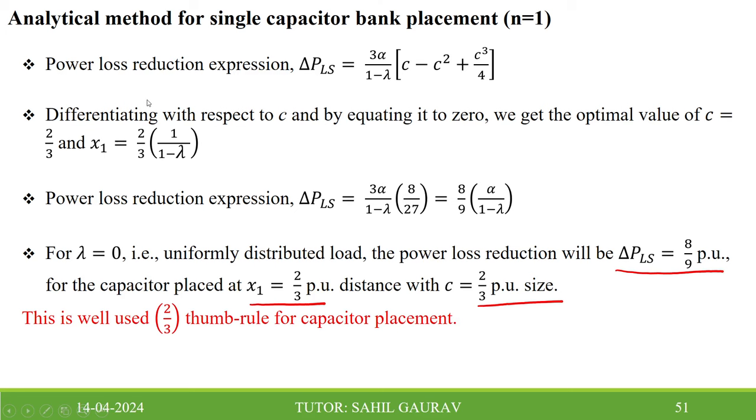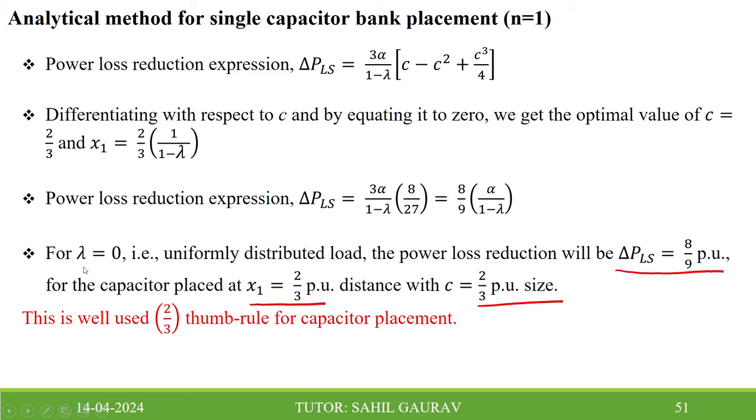N is equal to 1, so the power loss reduction expression is represented by this, and if you differentiate with respect to C and equate to 0, you get the optimal value of C as 2/3, and x is equal to 2/3 into 1 upon 1 minus lambda. Then the power loss reduction expression will come as 8 upon 9 into alpha into 1 minus lambda.